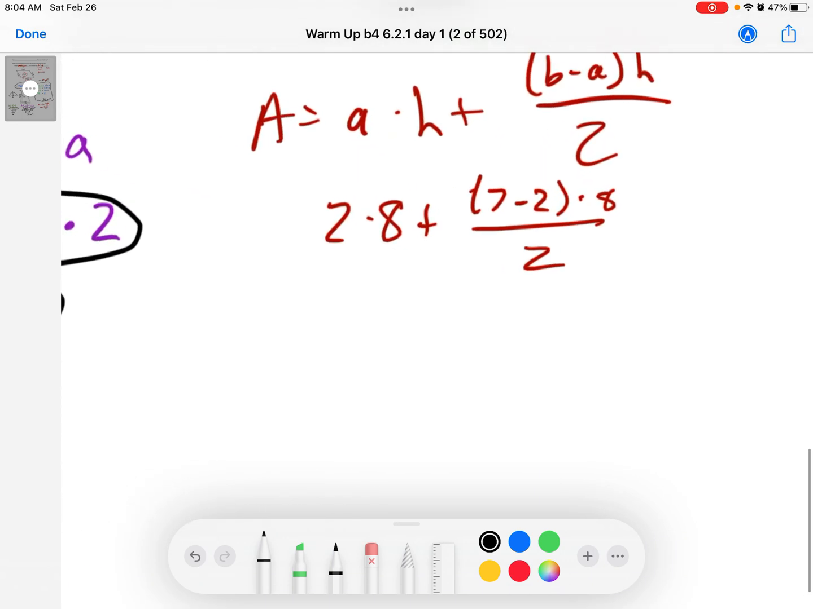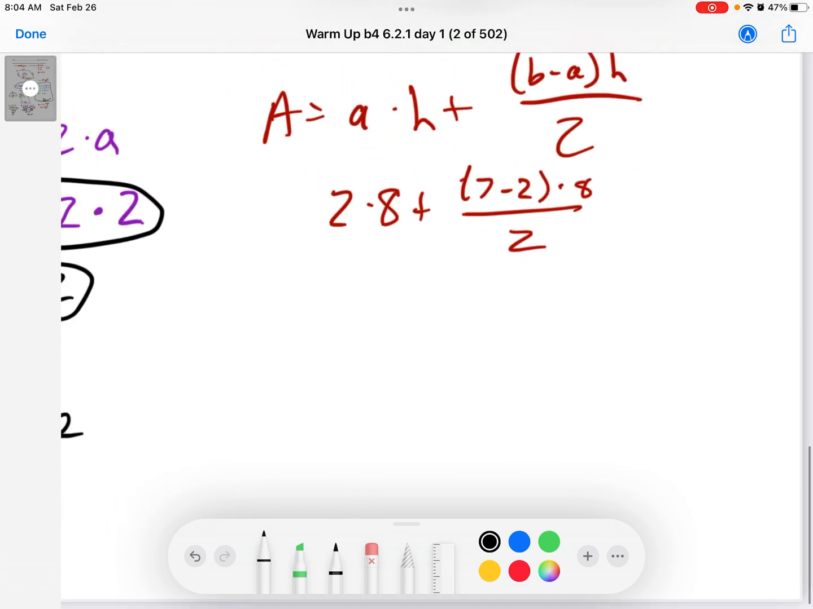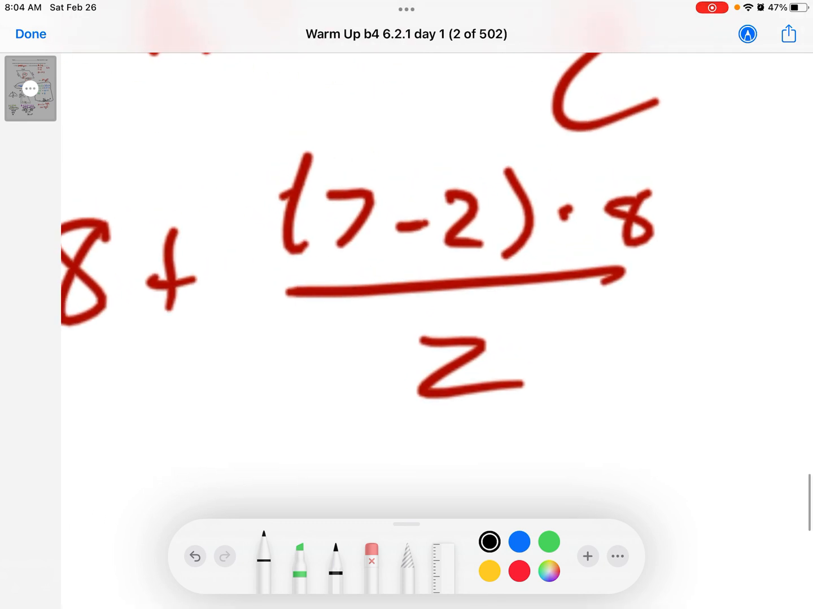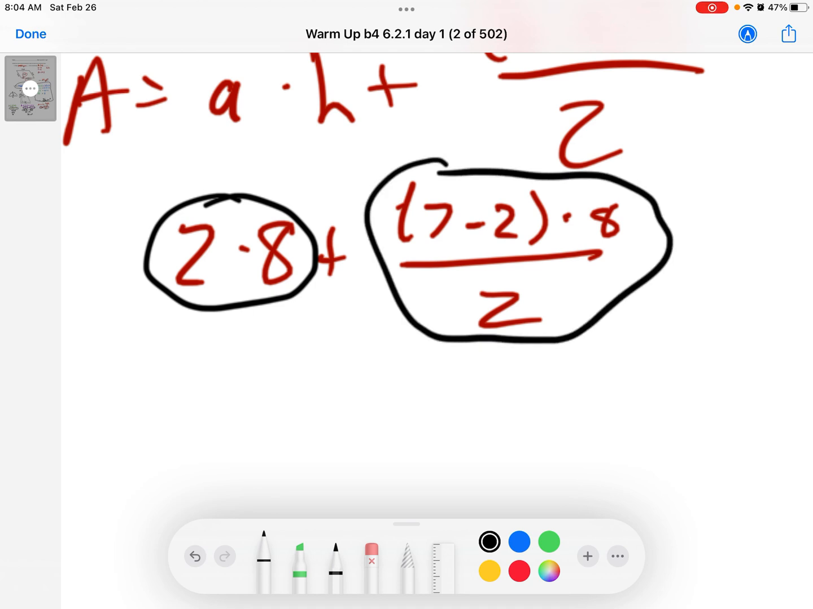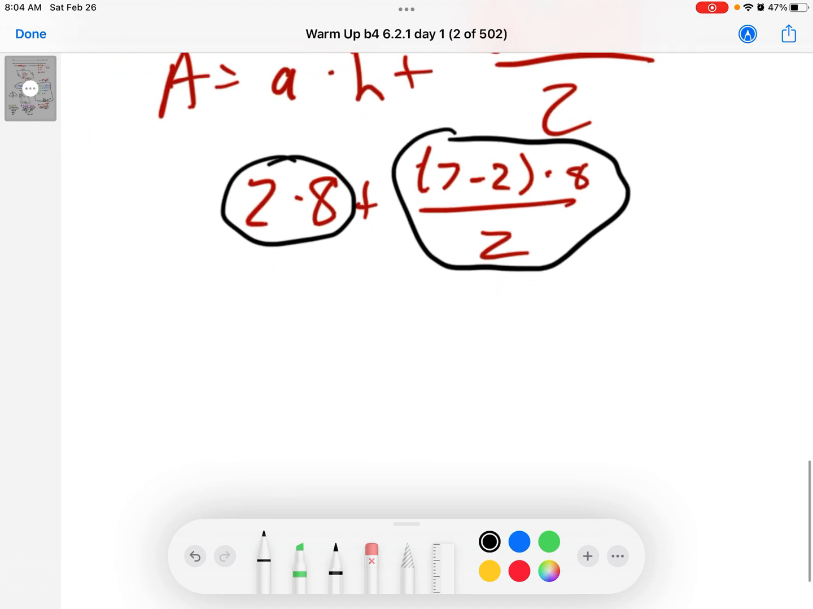All right, let's try this messy guy here. Let's look for the terms. Since this one has parentheses on it, we can't separate it out. We have to keep it together. So the only terms I have in here are the 2 times 8 and that one right there. That big mess. 2 times 8 is 16 plus, now I have this one, 7 minus 2, I apologize, is 5 times 8 divided by 2.